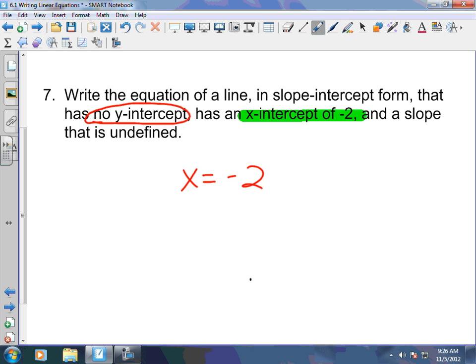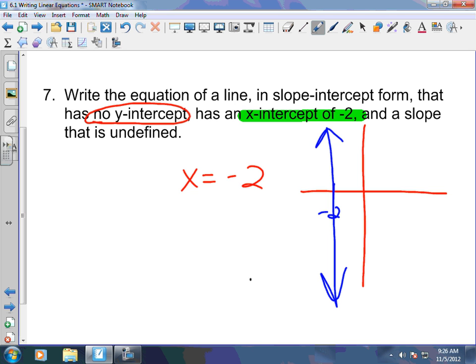This is a vertical line. There's my xy axis. Here's negative 2. I have a vertical line at negative 2. There's no y-intercept because this line will never touch the y-axis, and it's a straight up and down wall, so that's why your slope is undefined.